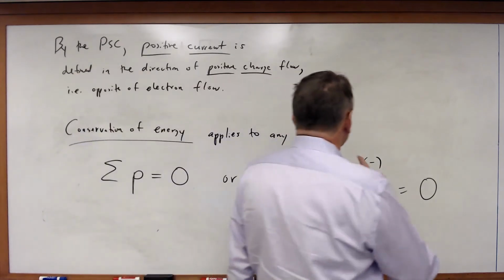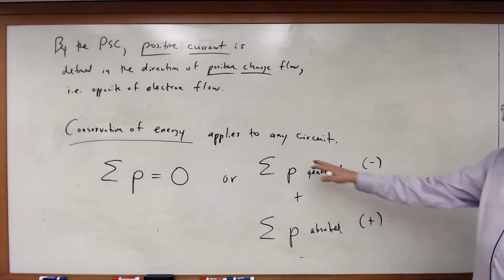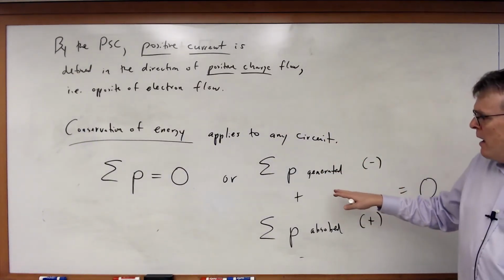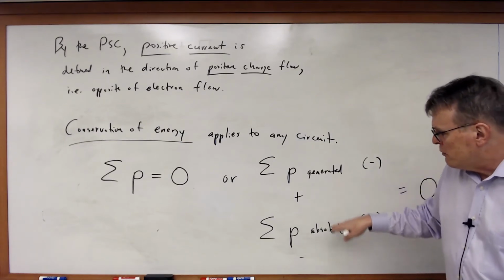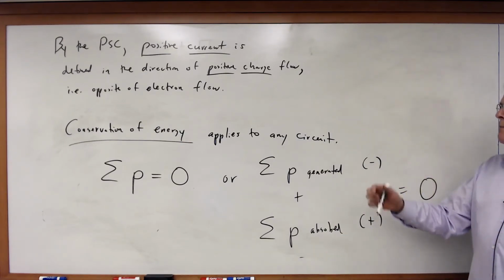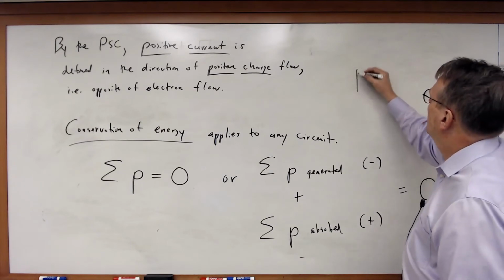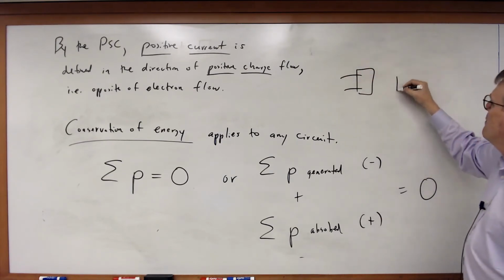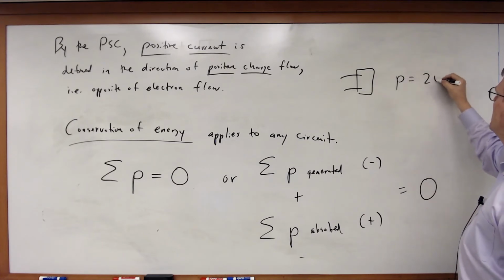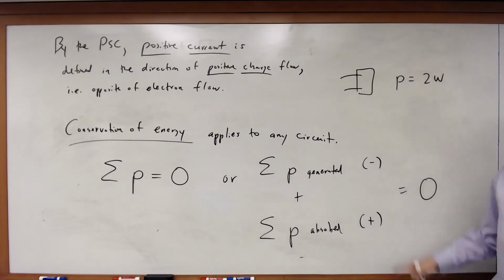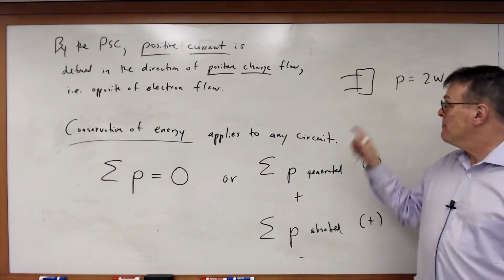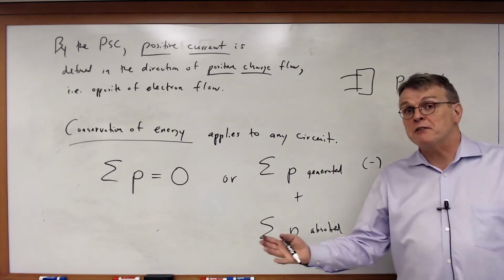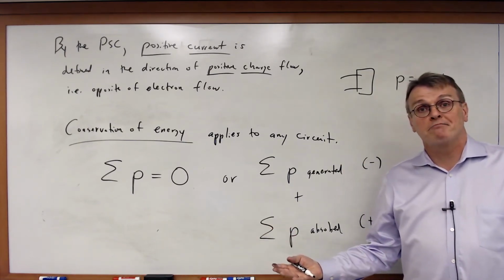Now, something else I want to add as well. Many people get hung up on the idea of adding the word generated or absorbed. So for example, let's say I've got an element, and that element has a power of 2 watts. You don't need to tell me that the element is absorbing 2 watts. You just have to say the power is 2 watts.